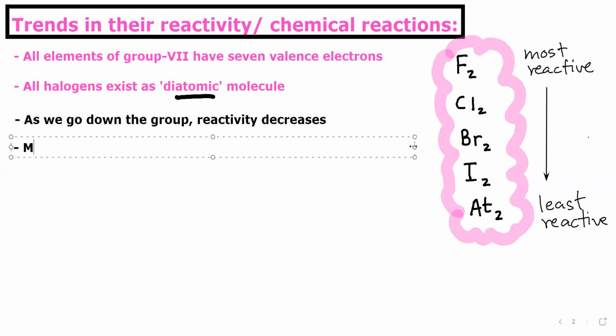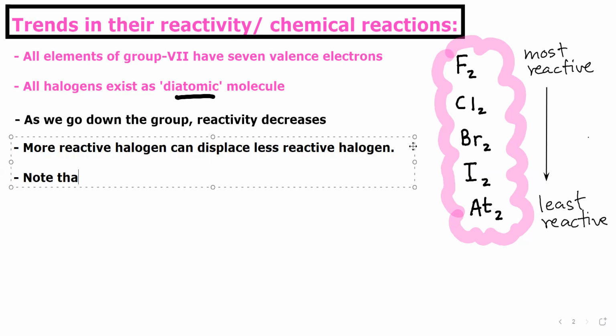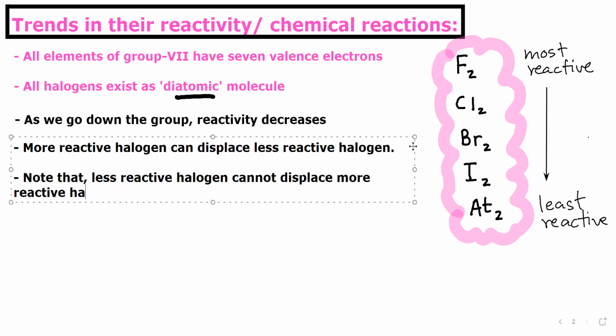Okay, a more reactive halogen can displace a less reactive halogen. What does it mean? We will understand it. Also note that a less reactive halogen cannot displace a more reactive halogen. What does it mean? Now let me show you with the help of an example.